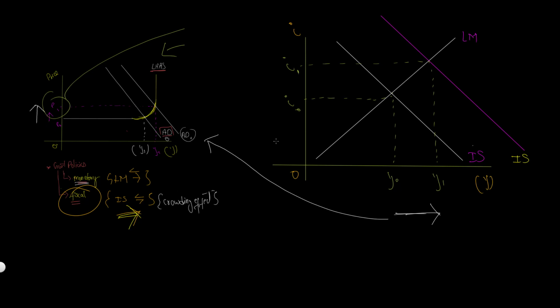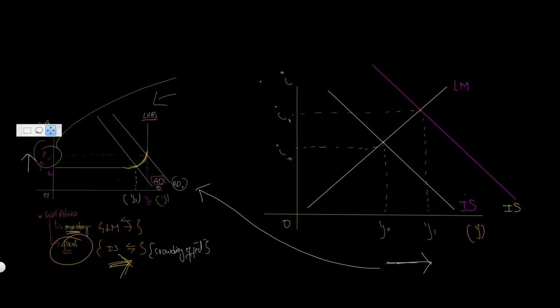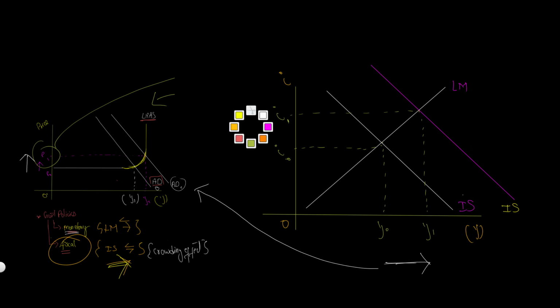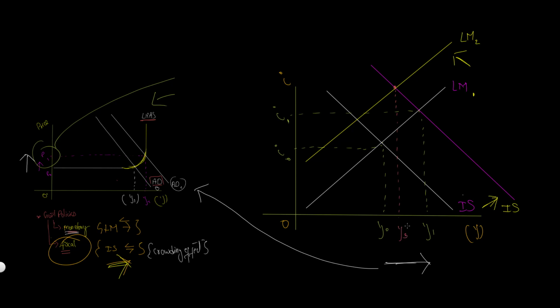When the prices increase, what's going to happen to the IS-LM curve? As I've already explained in the previous example, when the prices increase, this would cause a leftward shift of the LM curve. Let's call it LM1 and LM2. The LM curve goes back, the IS curve goes towards the right, and that would create a new equilibrium. Let's just call that new equilibrium Y3.